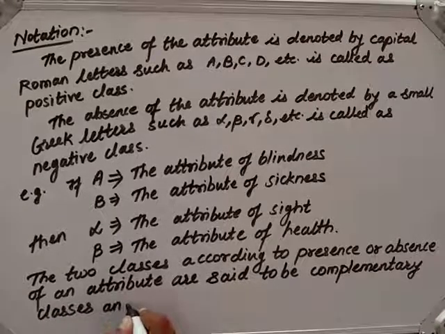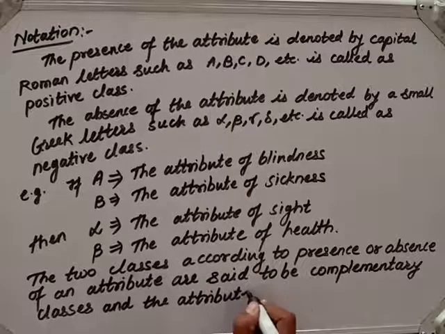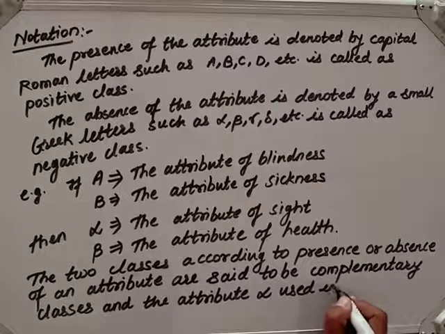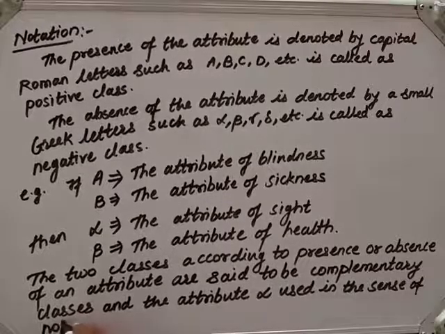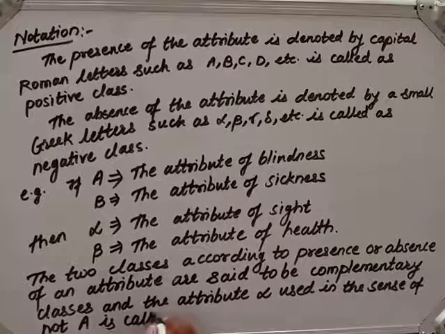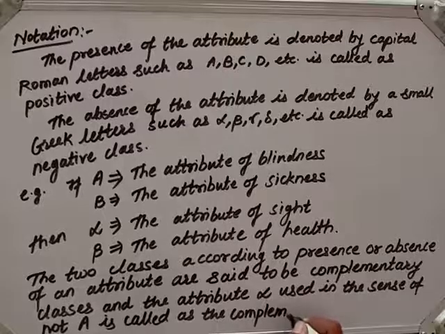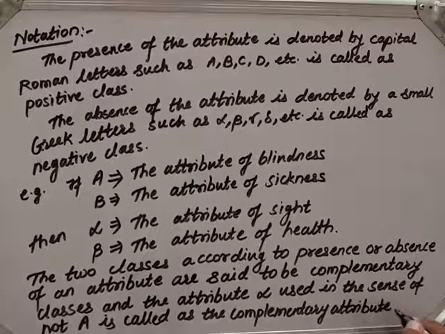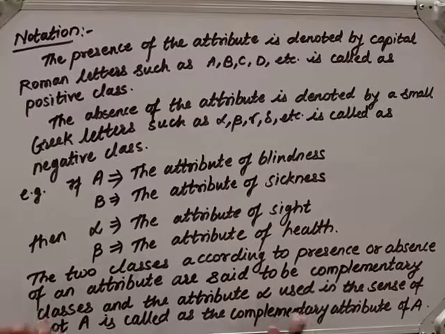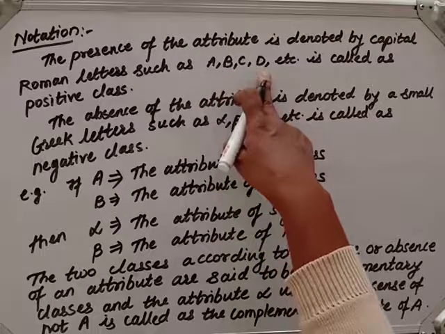and the attribute alpha, used in the sense of not A, is called the complementary attribute of A. Similarly, beta, gamma, delta are the complementary attributes of whom? B, C as well as D, etc.